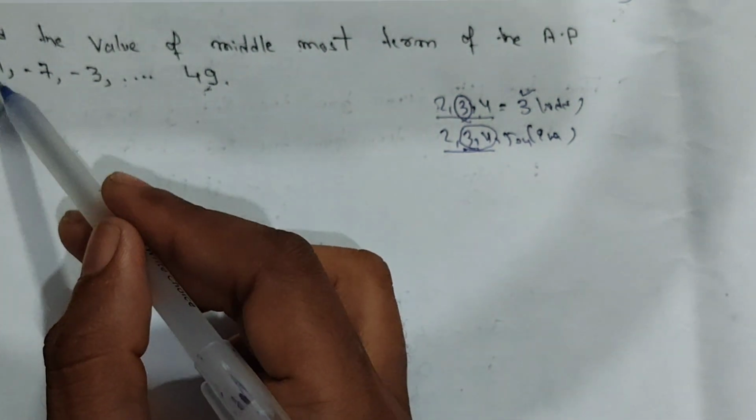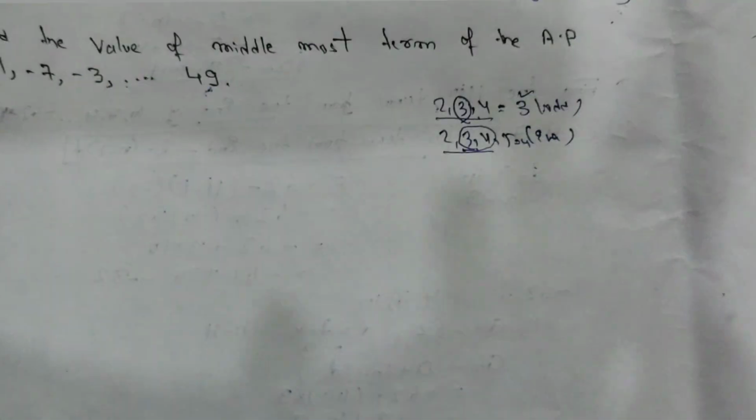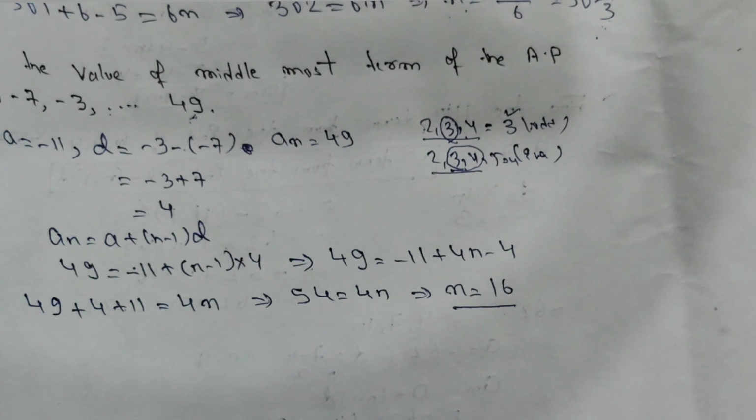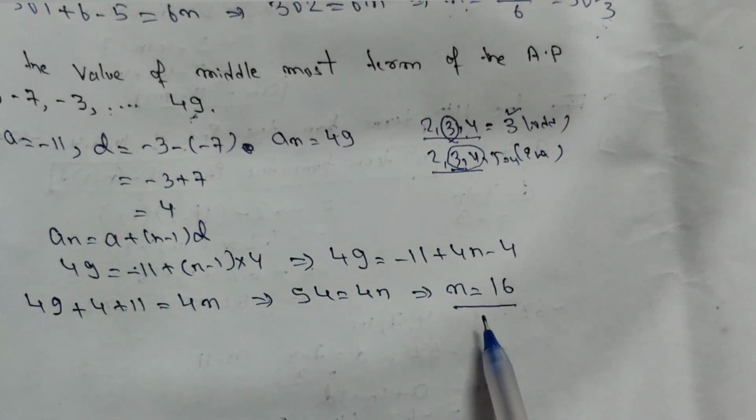Okay, and this one is a and d will get a. From there we have to find out n. So let us do how to do this. So here we got the n value as 16. See, we have solved, we know the process what to do. Simply you have to find out the n value. So we got n is equal to 16.